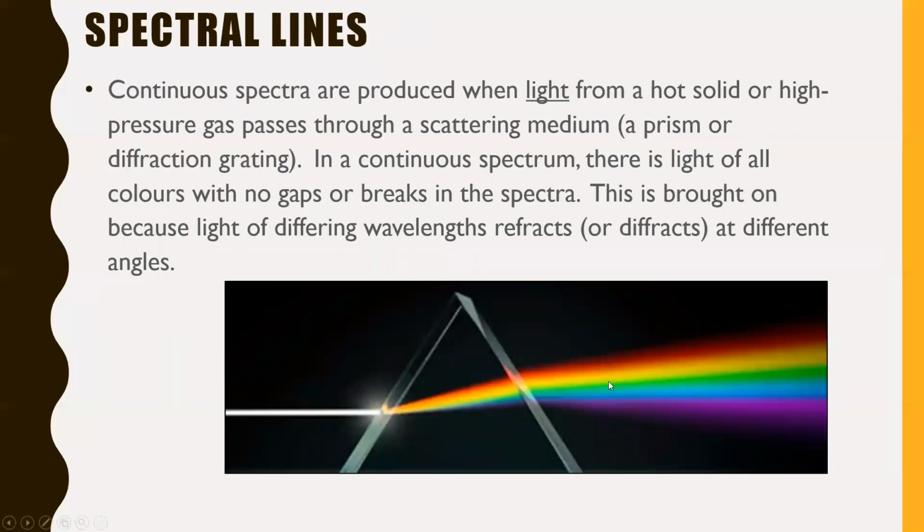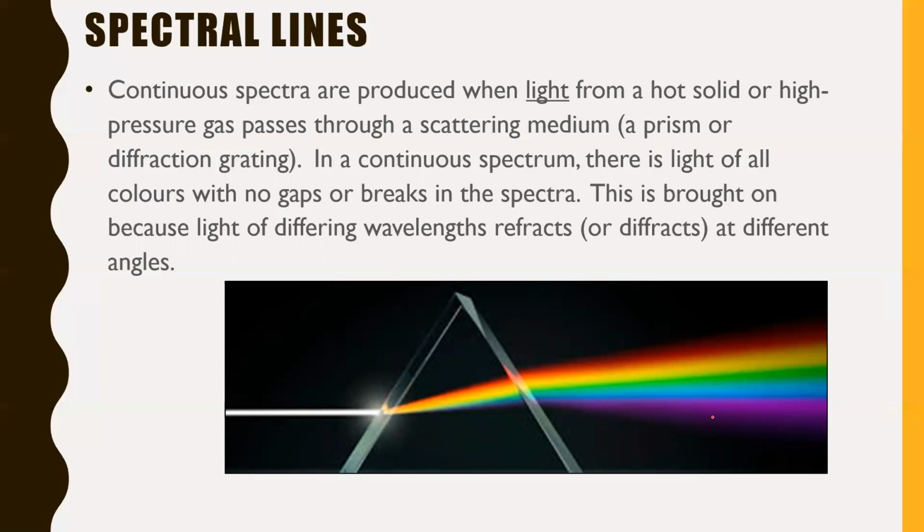Here we go. So first things first, continuous. We're not going to spend a long time on this. Continuous spectra are produced when light from a hot solid or high-pressure gas passes through a scattering medium, such as a prism or a diffraction grating. In a continuous spectrum, there is light of all colors with no gaps or breaks in the spectrum. This is brought on because light of differing wavelengths refracts or diffracts at different angles. As we would have remembered from our EMR unit, white light is actually all the wavelengths added together, because different wavelengths will diffract at different angles.